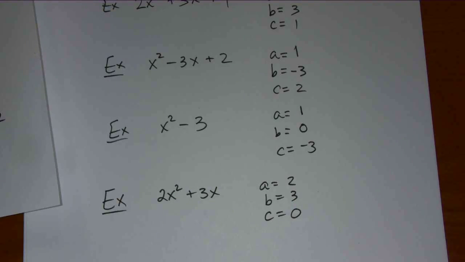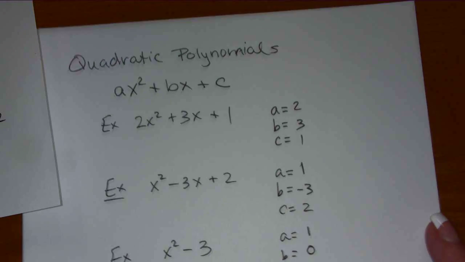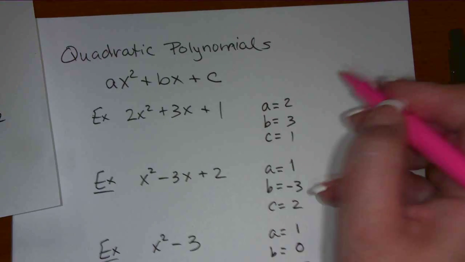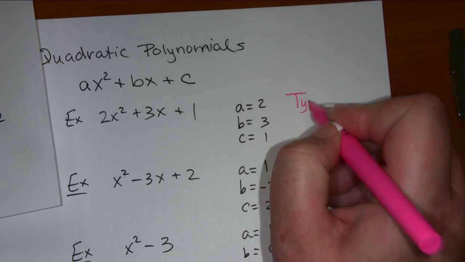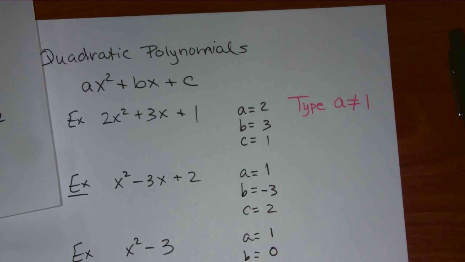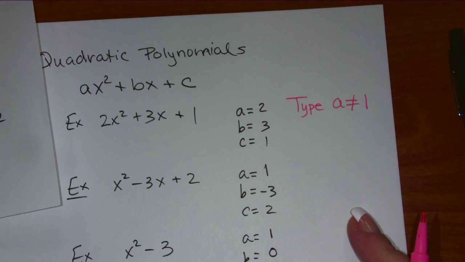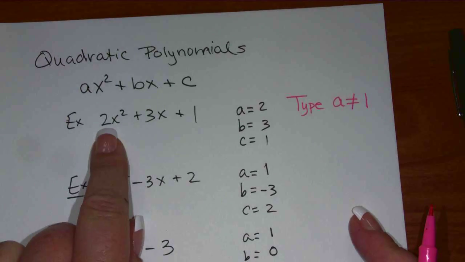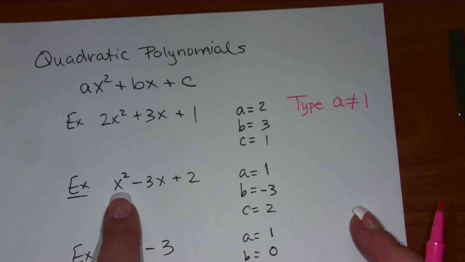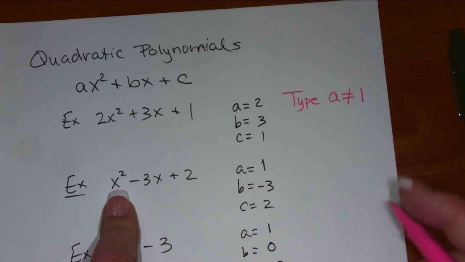These are the types we're going to factor. So what are the types? Okay, so here's the 4 types. The first type, we're going to call it a not equal to 1. That's what we're going to give it a name. So when a is not 1. But do you see a is 1 here? So we're going to call that one a equals 1.